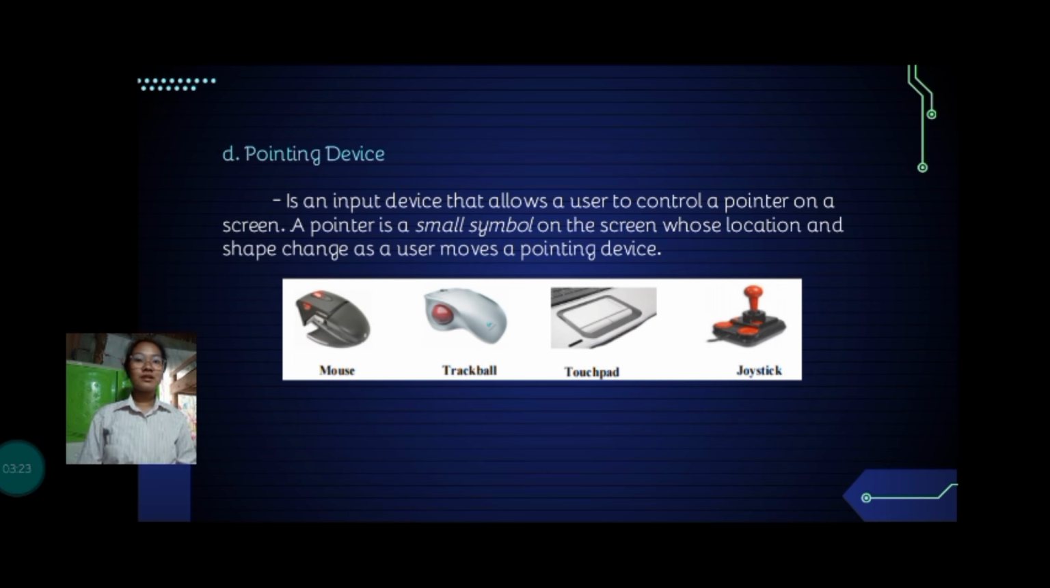Now let's define what is a pointing device. This device allows the user to control a pointer on a screen and allows the user to perform various actions such as clicking, selecting, dragging, and pointing an object or a text on the screen.